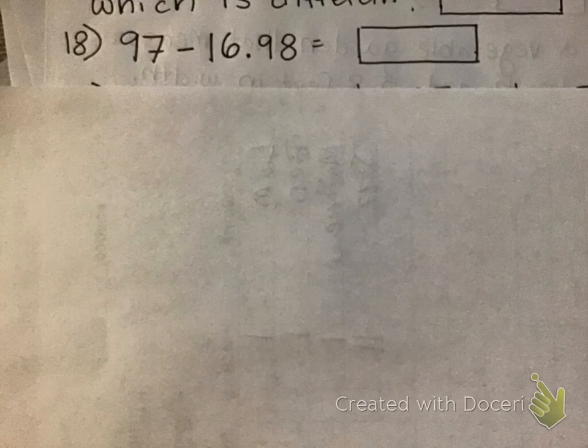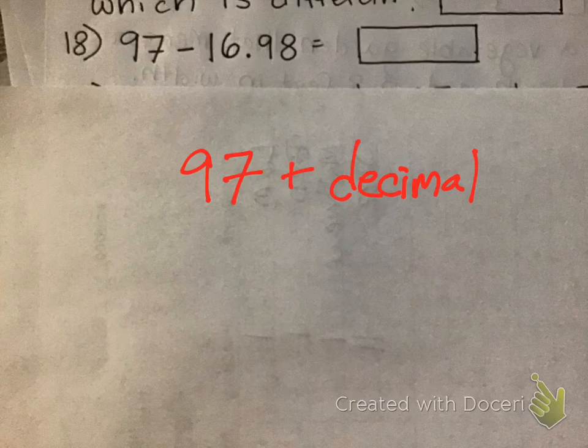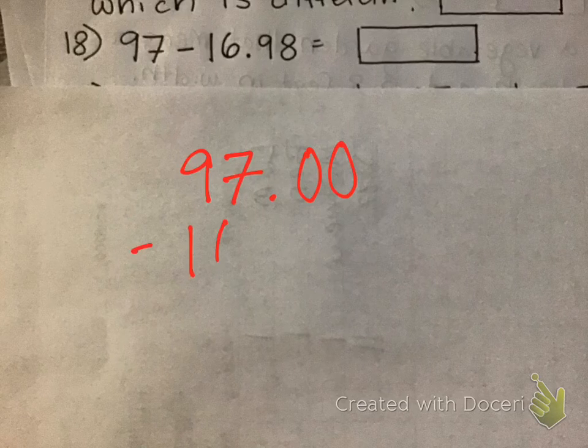Now, here's another one. A lot of you got this wrong. When we do subtraction with decimals, what do we have to do? What do we have to do, Fernando? Line up the decimals. Thank you, Fernando. But what about this one? I don't see a decimal here. What do I have to do, Daniel? I add one, so I just do plus decimal? Excellent. How do I add it, Daniel? Exactly. So I add it to be 0.00, and then I subtract 16.98.